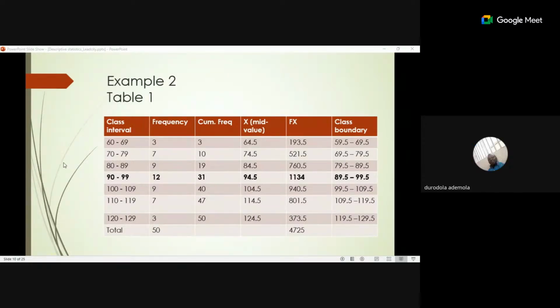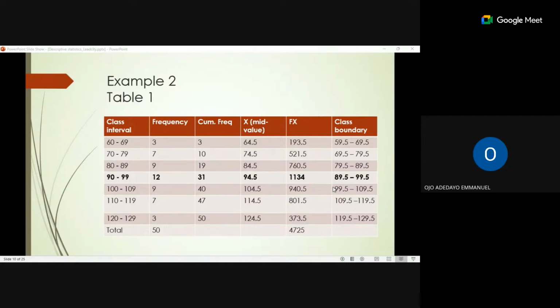So now, it's just 69 minus 60 plus 1. But during the course of the lecture, someone opened our eyes to see that the upper class boundary minus the lower class boundary will still give you 10. Or 69 minus 60 plus 1 will give you 10. Or 70 minus 60 or 79 minus 69, you will still get 10. When I was preparing this slide, I used 69 minus 60 plus 1. So that is how we get our class width, which is C.